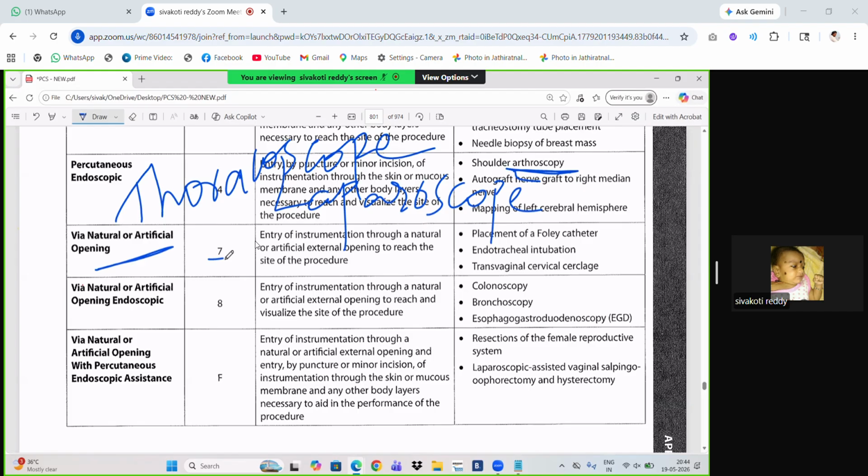If they directly perform the procedure in the natural route using the instrument, it should be 7. In the natural route, if they insert the scopes, it should be 8: via natural or artificial opening endoscopic. Without scope, they are using natural route and completing the procedure, 7. In the natural routes, if they insert the scopes, it should be 8. Note down the scopes: colonoscopy, bronchoscopy, EGD. Along with these 3, extra note down: cystoscopy, hysteroscopy.